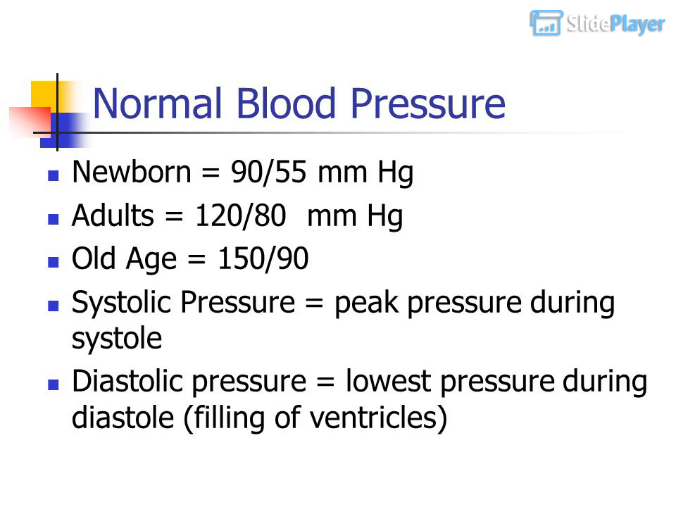Normal blood pressure: newborn equals 90/55 mm Hg, adults equal 120/80 mm Hg, old age equals 150/90. Systolic pressure equals peak pressure during systole. Diastolic pressure equals lowest pressure during diastole, filling of the ventricles.